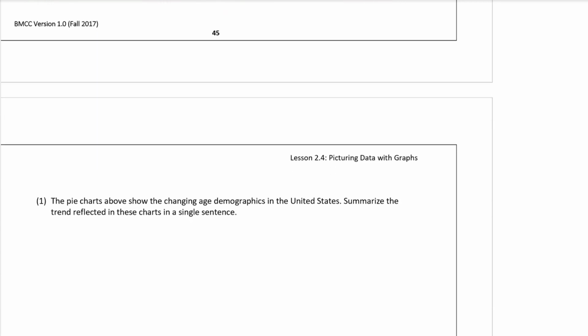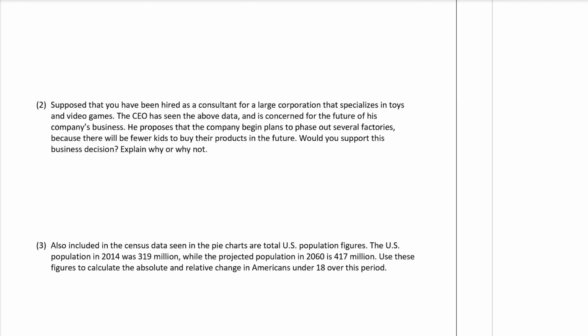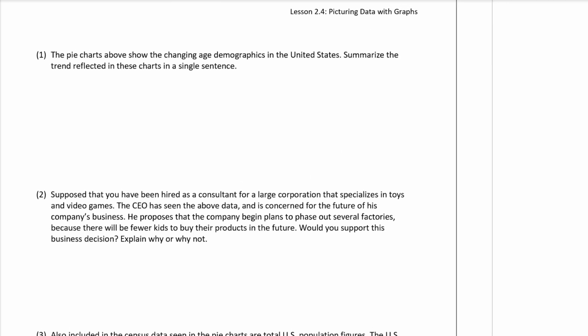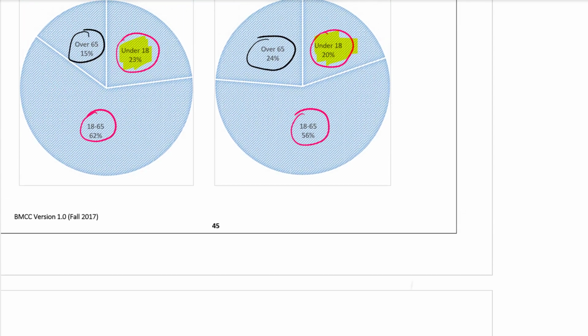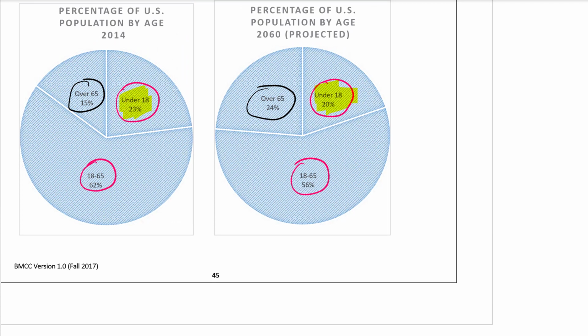And the last question of this lesson is asking you exactly that. It says that it's included in a census that we have numbers of how many people are there in the United States and what is it projected to be. So 2014, it was 319 million. And 2060, it's 417 million. Use these figures to calculate the absolute and the relative change in Americans under 18 years of age. So let me write those numbers right underneath each chart, and I'll ask you to take a moment and calculate what it's asking us to calculate.